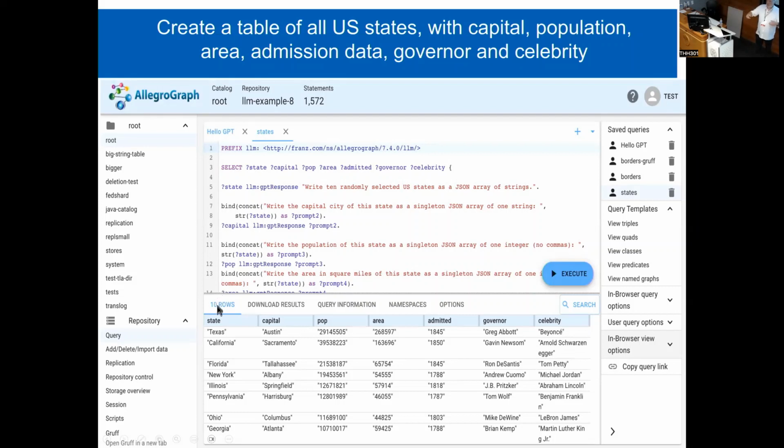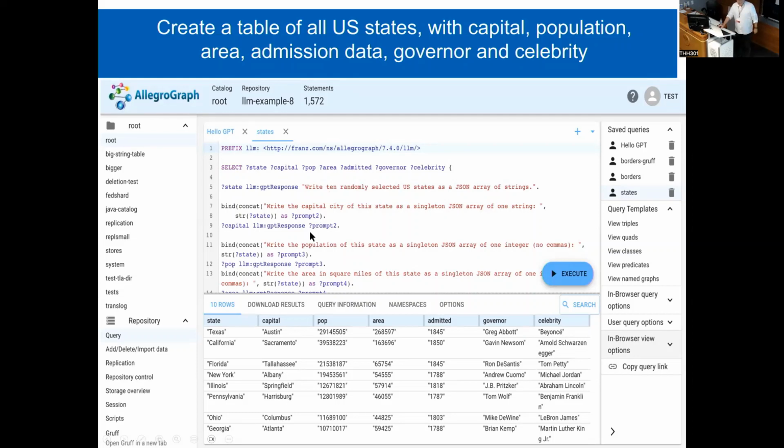Because once you do that, then you can embed it in the query language. You can treat it almost like the LLM is another database that you can query, right? And this is a whole series of queries that, once you've played with it, as I said before, you have a whole bunch of examples.